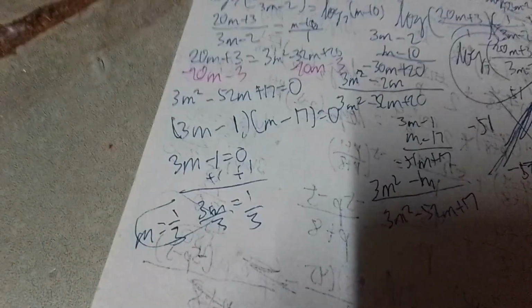The possible values of m are from (3m minus 1) equals 0. Add 1 to both sides, you get 3m is equivalent to 1. Divide both sides by 3, so m is equivalent to 1/3, which is one of the answers here. 1/3 can be a valid solution in the situation, or m is equivalent to positive 17.